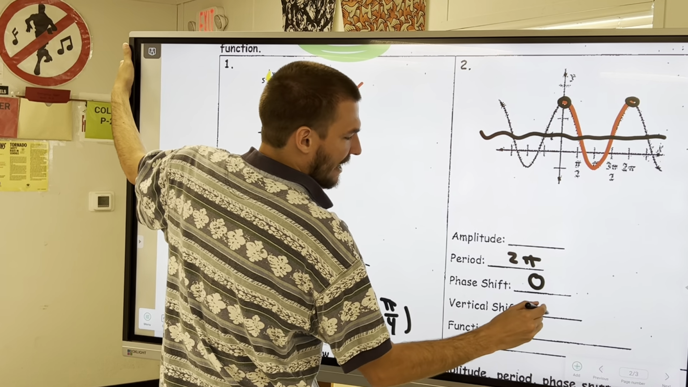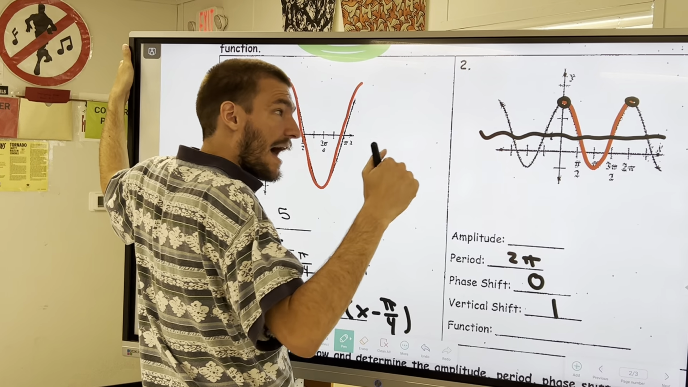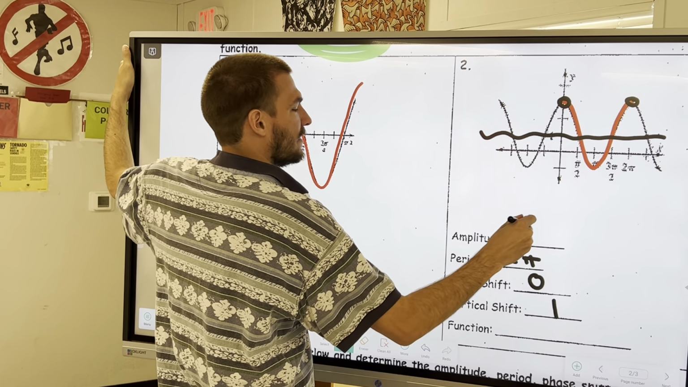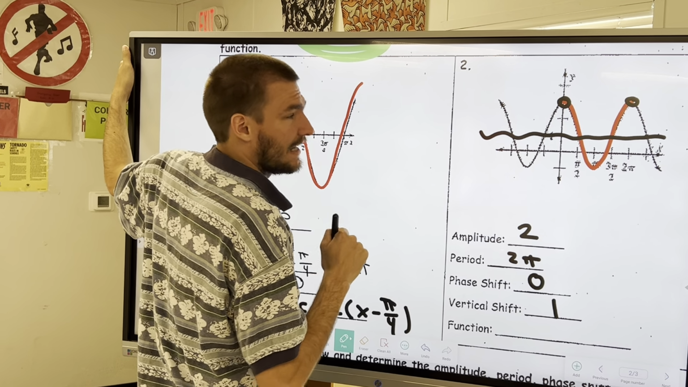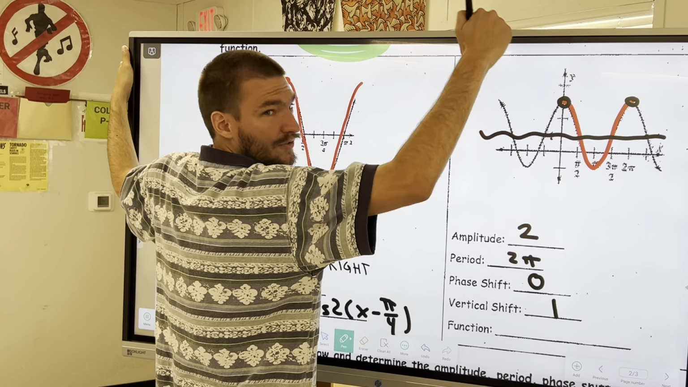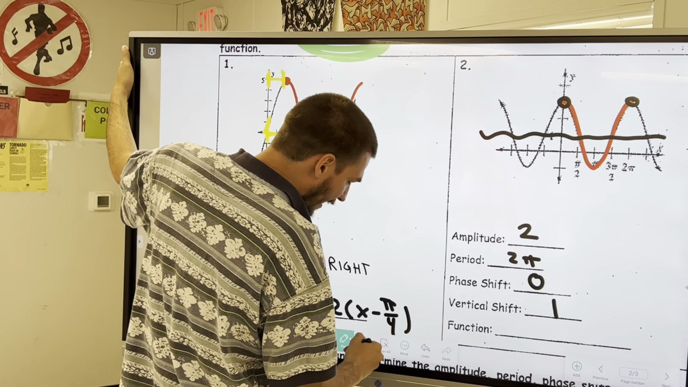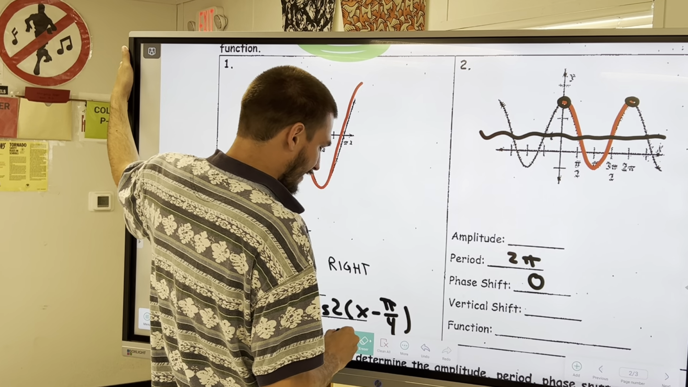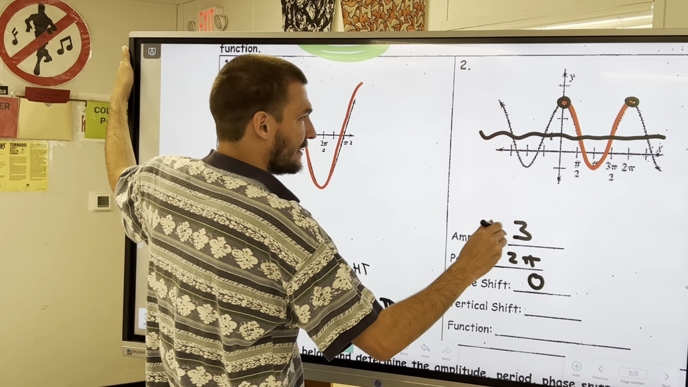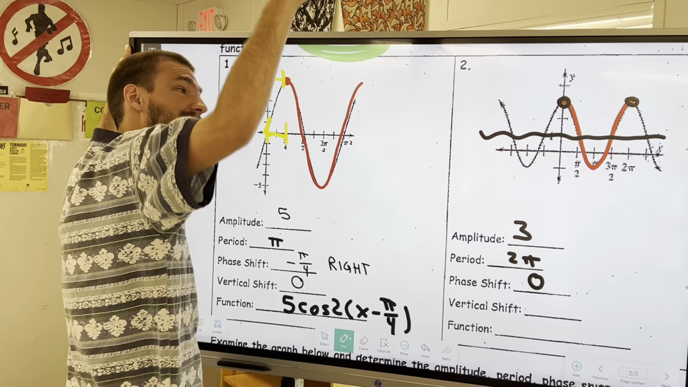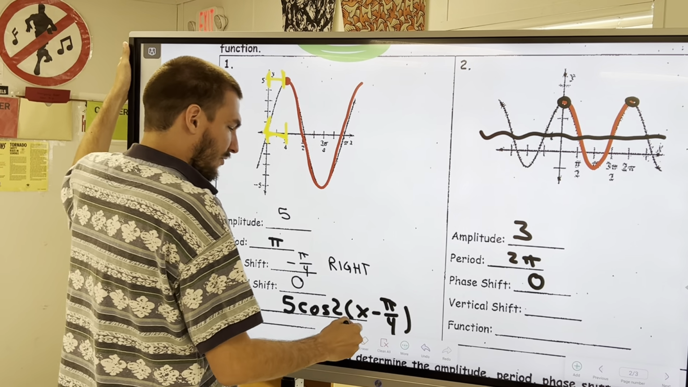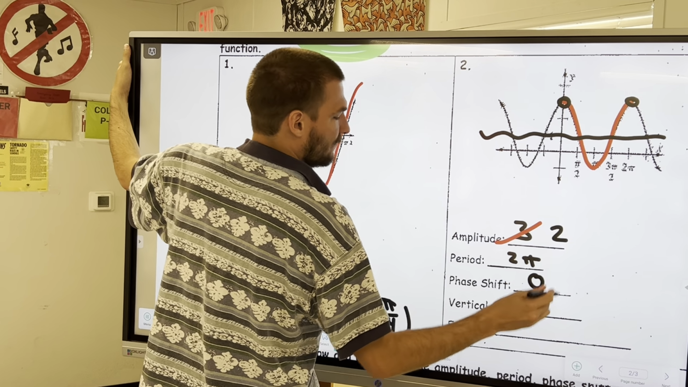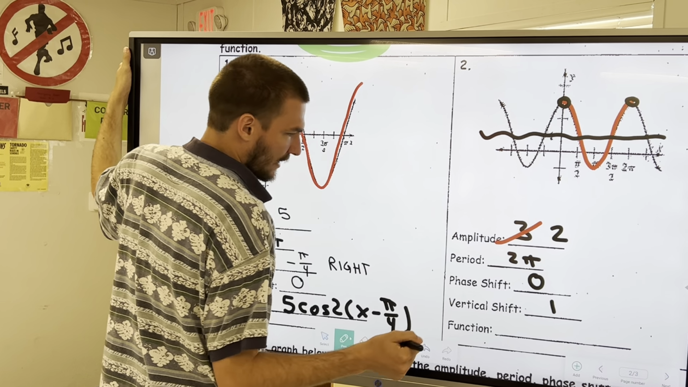The middle of our graph is at 1. Now, how high do you have to go to get up to the top? 2. Because you're going from 1 up to 3. A lot of the time, people who try to do amplitude first are going to say that the amplitude is 3. But if it's 3, that means you need to be going down to -3, which we don't. So 3 is wrong. The amplitude is 2, and we're vertically shifted up 1.